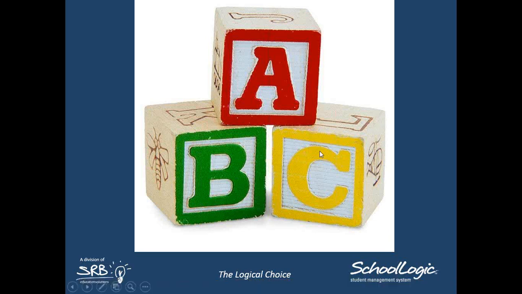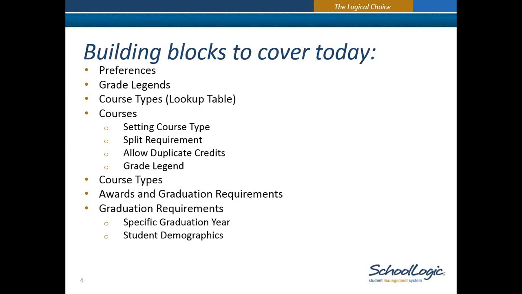And once again, we're going to talk about the building blocks of building awards and graduation requirements. We're going to take a look at preferences. We're going to look at grade legends and how grade legends deal with honor rolls and graduation requirements. What kind of course types do we need in order to have the proper calculations take place? Where we're going to apply those course types dealing with courses, what it means when we have split requirements, allowing duplicate credits, and how a grade legend is attached to a course.